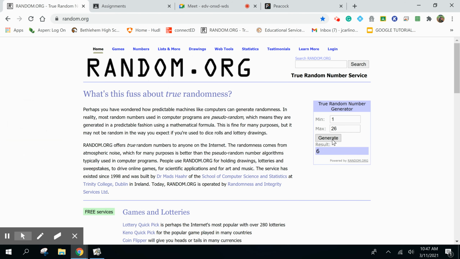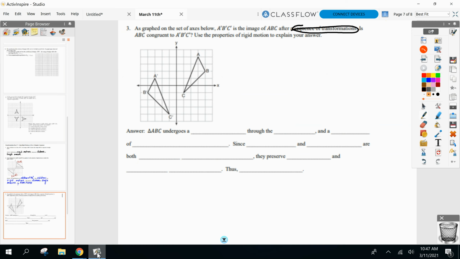Caroline, good morning. What did you do here, Caroline, to get them on top of each other? I reflected it over the y-axis and then translated it down 3. Okay, that's what I had. All right, that's what I ended up doing as well. Everyone okay with that? Okay, so first, triangle ABC undergoes a reflection through the y-axis.